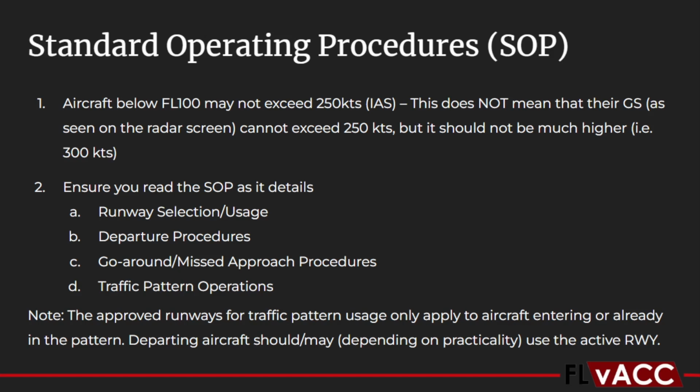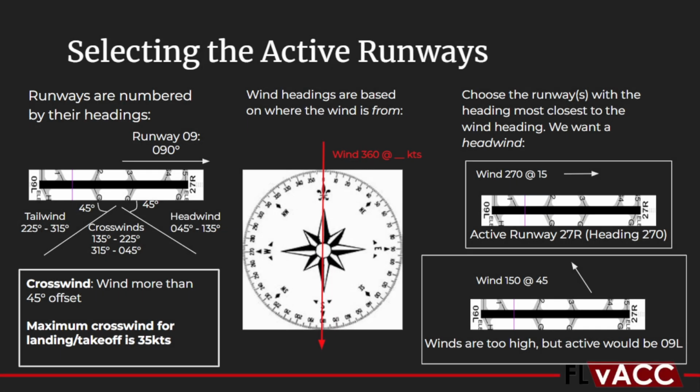The SOPs will tell you which runways to designate as active, but let's dive into that a little bit more. Firstly, runway numberings are not random. Obviously, the left and right in runway names comes from where the runway is relative to another parallel runway, but the runway number itself tells us the approximate heading of the runway. Just multiply the runway number by 10, and that's the runway heading. For example, runway 9 right has a runway heading of 090.